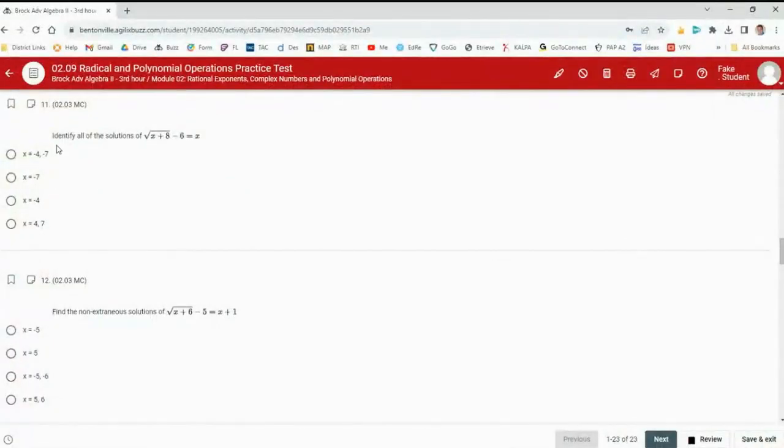So we look here, identify all the solutions. All the solutions. It does not say, the next one says find the non-extraneous. So this actually wants to know all the solutions. All the solutions are negative 4 and negative 7.